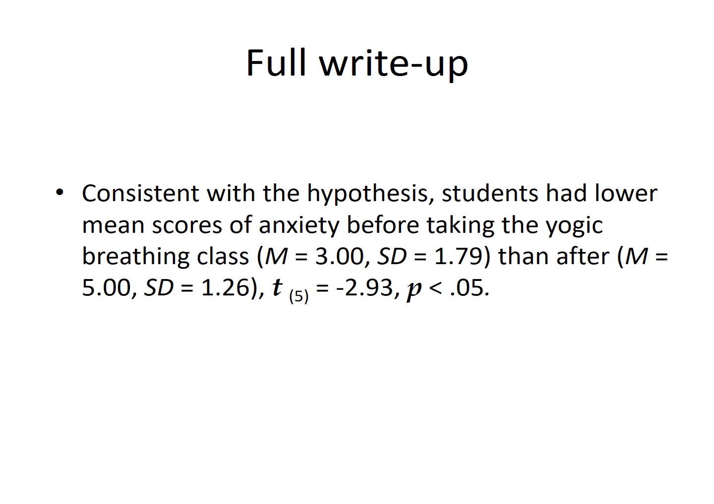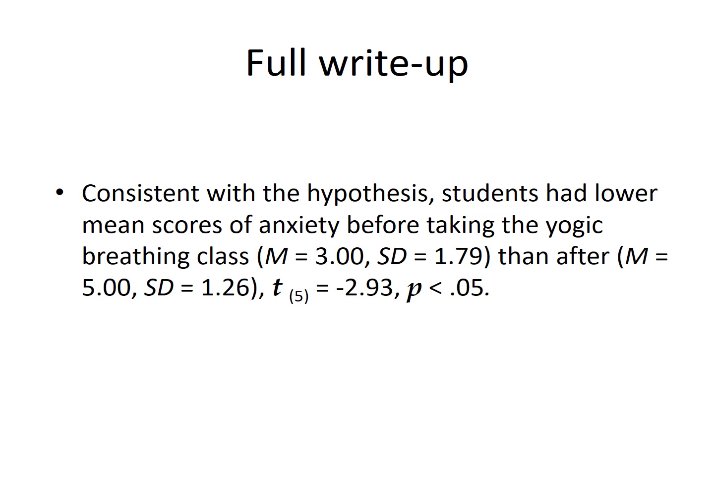All right, so here's our write-up. Consistent with the hypothesis, students had lower mean scores of anxiety before taking the yogic breathing class. The mean was 3, the standard deviation was 1.79. Then after, the mean was 5, the standard deviation was 1.26. T of degrees of freedom 5 equals negative 2.93, comma, p less than 0.05.